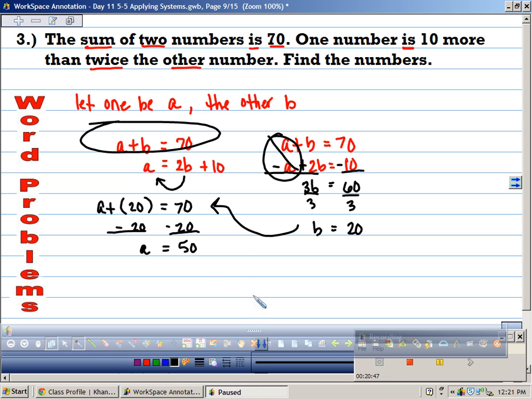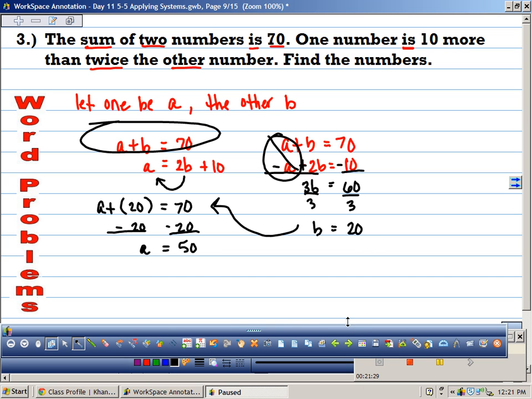Okay, what's my last step? Plug it back in. Does it make sense? Yes. The sum of two numbers is 70. 50 and 20, does that make 70? Yes. One number is 10 more than twice the other. 10 more than 20 is 30, and twice that would be 60. That doesn't make sense. Did we do that right? One number is 10 more than twice the other. Oh, we need to double 20. What's the double of 20? 40 plus 10? Okay, that makes sense.